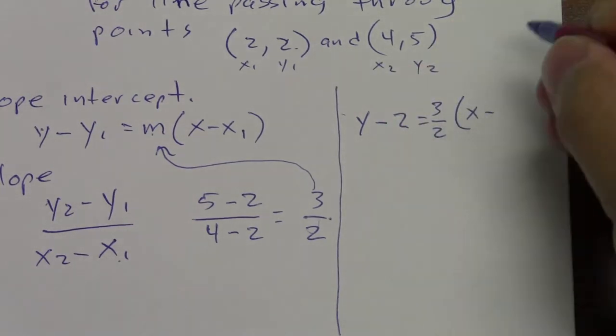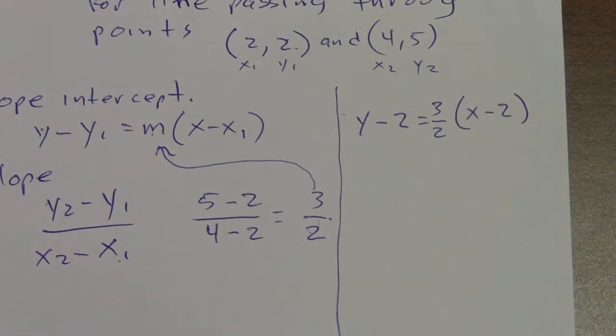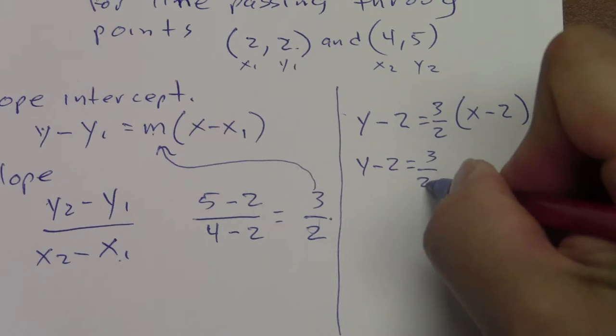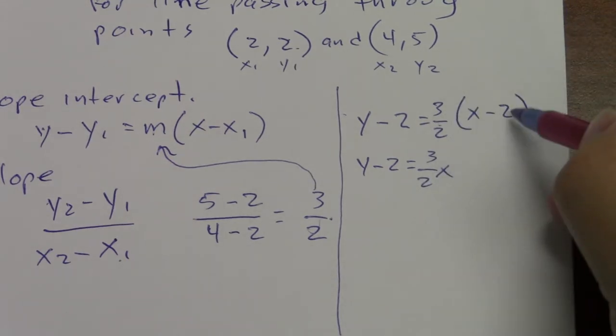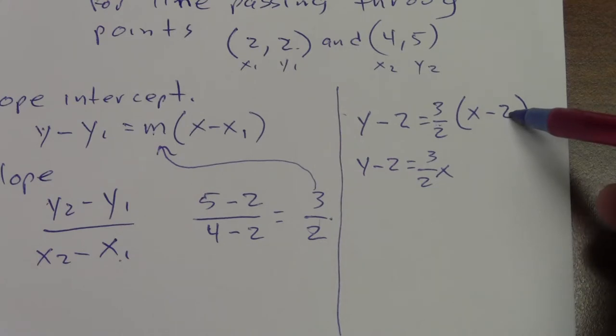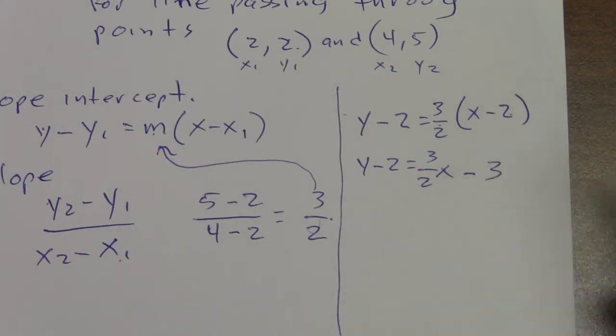Times x minus x1. x1 is 2. There it goes. All right. Then I can go ahead and solve for it. So y minus 2 equals 3 over 2x. All I'm doing is multiplying this in. 3 over 2 times negative 2 is going to give me a negative 3.